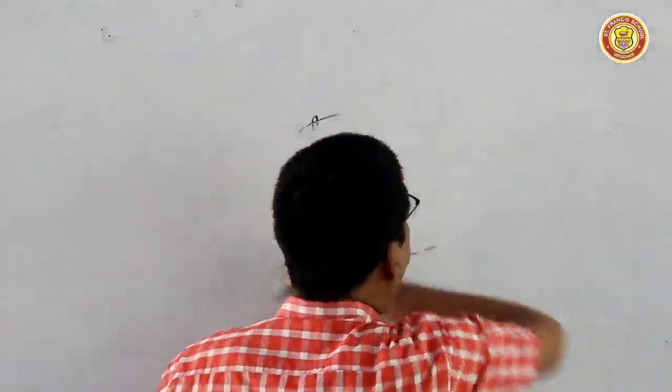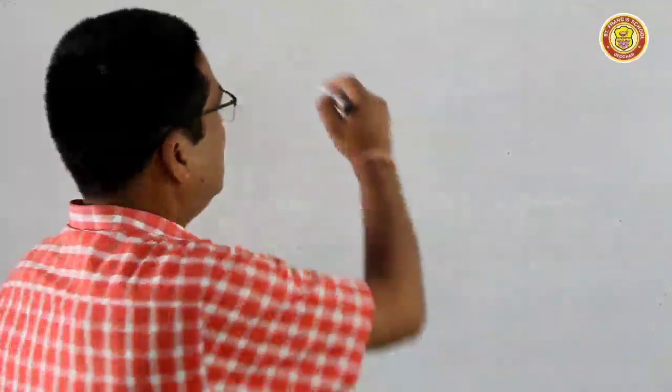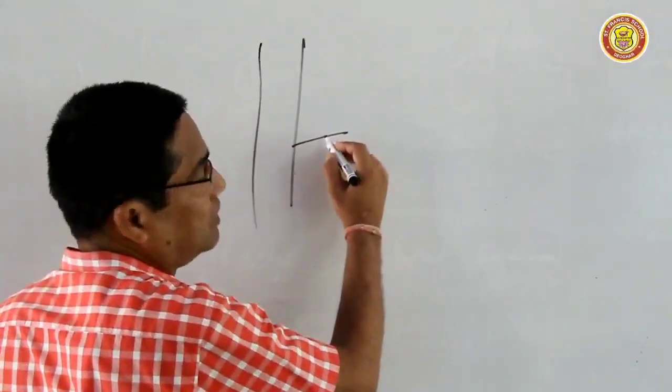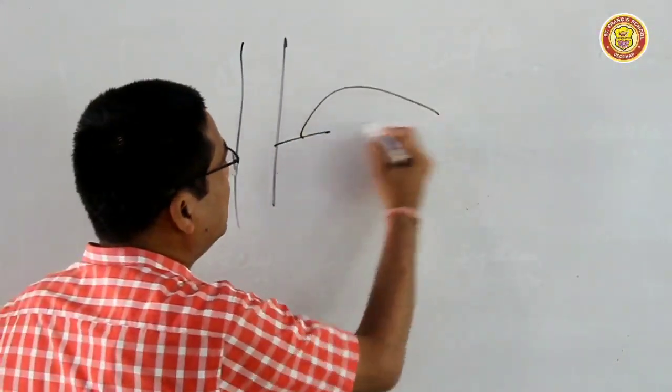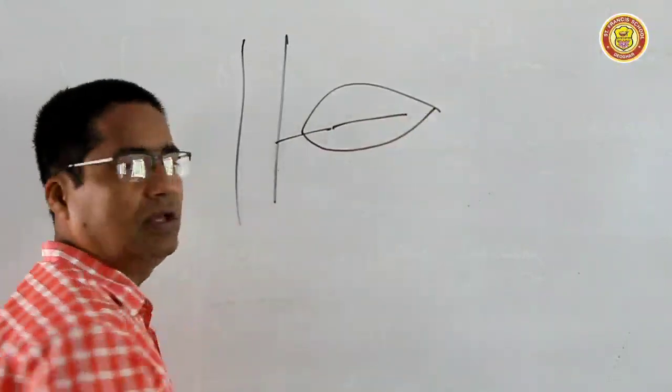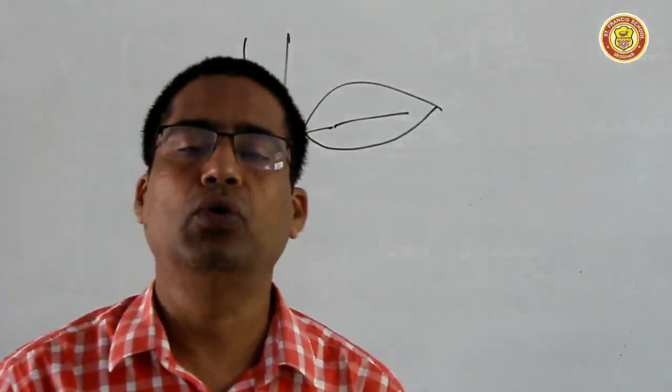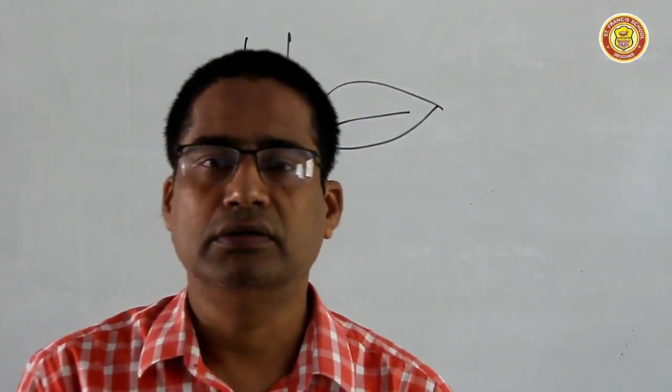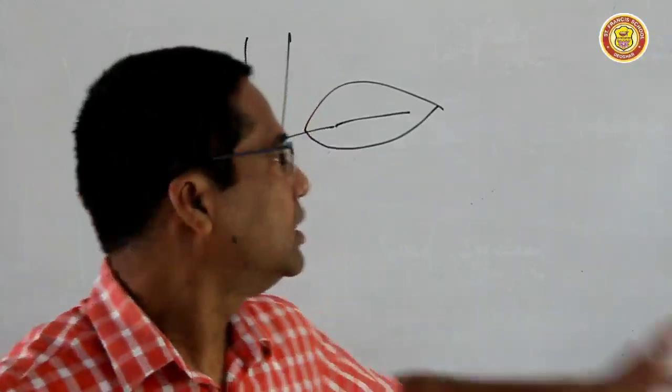Next, come to the simple leaf. Mango, guava. These are simple leaf. A stem contains a stalk and then it has a leaf. These are simple leaf. Examples are mango, guava, jackfruit.